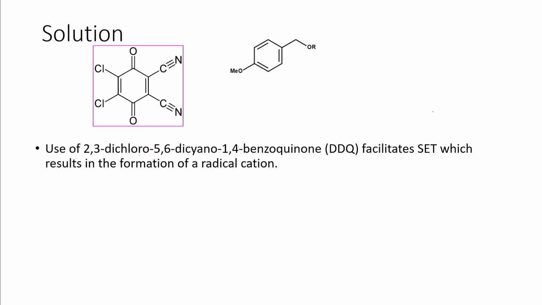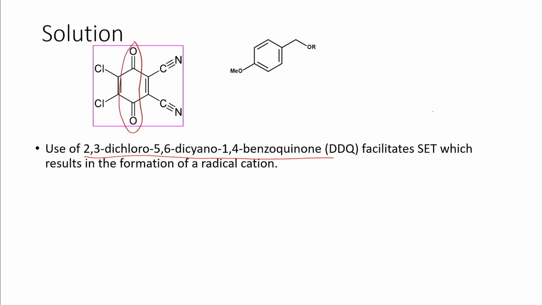So here is the reaction. We will look at how DDQ cleaves the para-methoxybenzyl ether. The entire name of DDQ is given here: 2,3-dichloro-5,6-dicyano-1,4-benzoquinone. This benzoquinone unit is the most important thing to keep in mind, because it is very crucial for how the reaction proceeds.